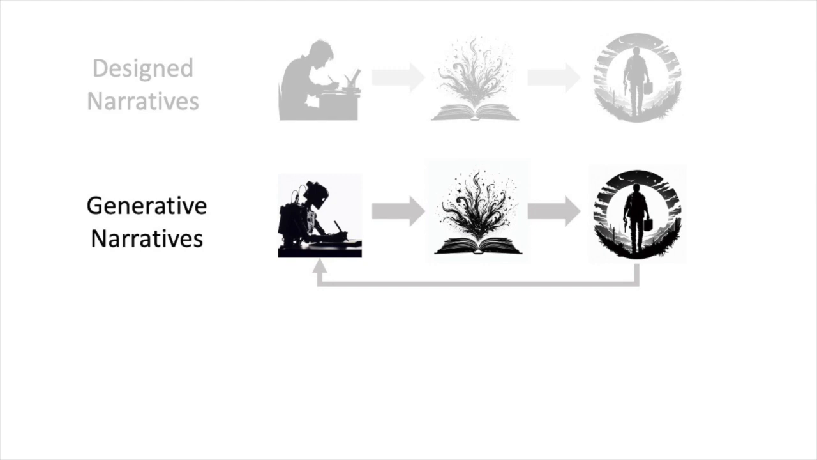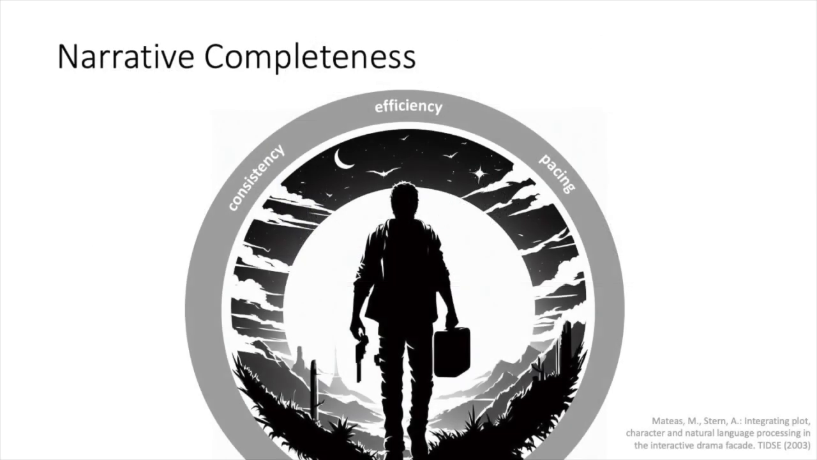One of the crucial differences here is that as the player interacts with the story, the machine is there and can respond, so you have a sort of feedback cycle that can change the story as the player interacts with it. One of the benefits of designed or generative narrative is that you can aim for narrative completeness. This is the idea of a narrative that is consistent, efficient, meaning it doesn't have any extra bits in it that don't add towards the narrative goal, and it has a suitable pacing with appropriate dramatic highs and lows.